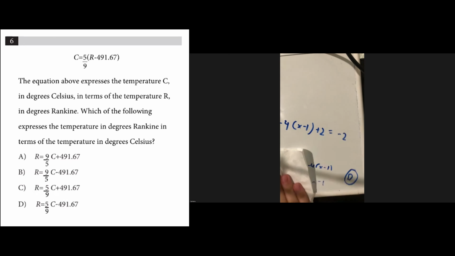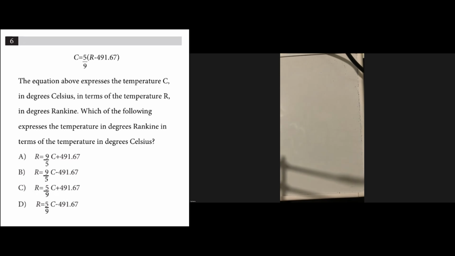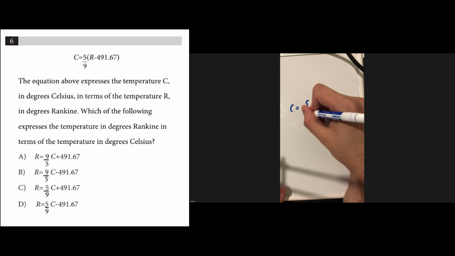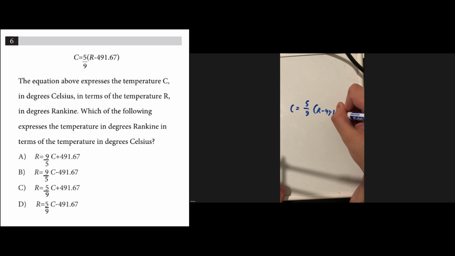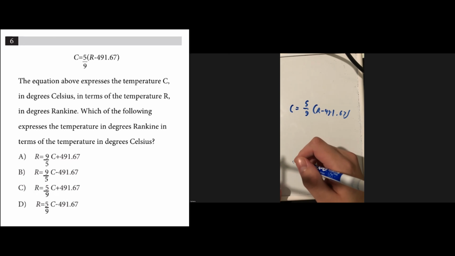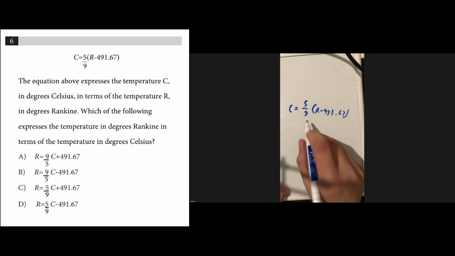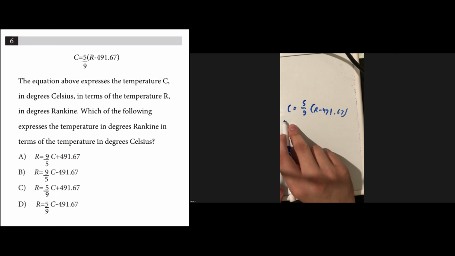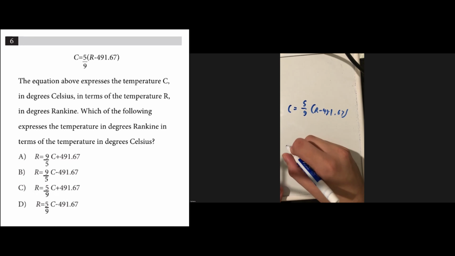Okay, so for question 6, we're given an equation and we're asked to find what it is in terms of r. So we have that c is equal to 5/9 times r minus 491.67. So we just have to find this with r by itself. So we'll just multiply c by 9 and then divide by 5.